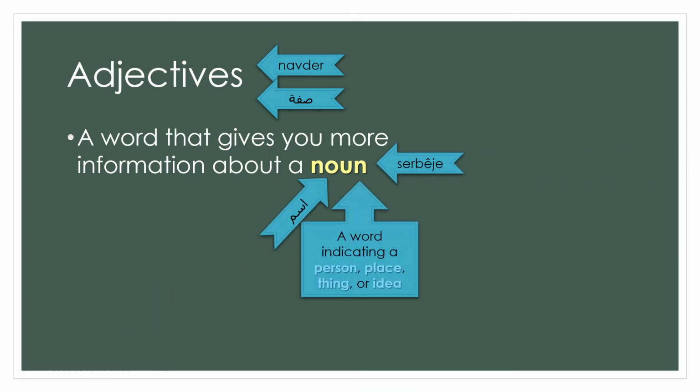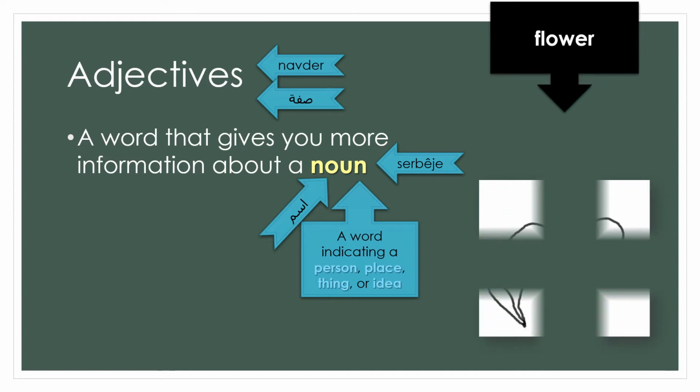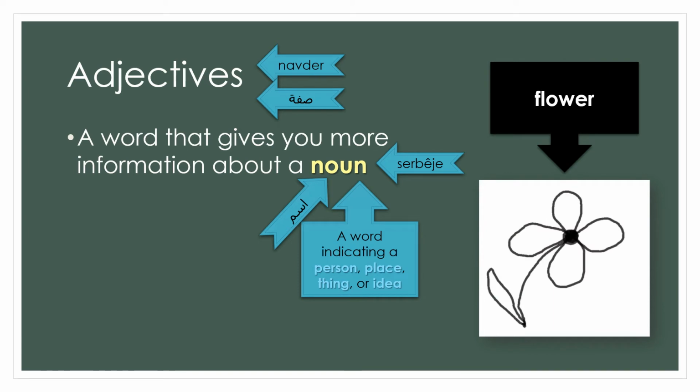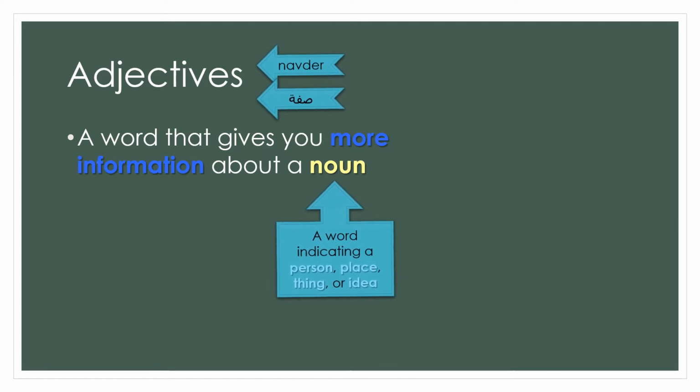A noun is a word indicating a person, place, thing, or idea. For example, flower is a noun. An adjective is a word that gives you more information about a noun.